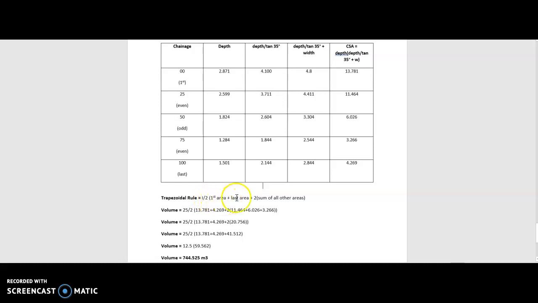Open brackets, the first area, which is 13.781, plus the last area, which is 4.269, plus 2 times the sum of all the others. So you'll see there I've input 11.464, 6.026, and 3.266. We follow those workings out.